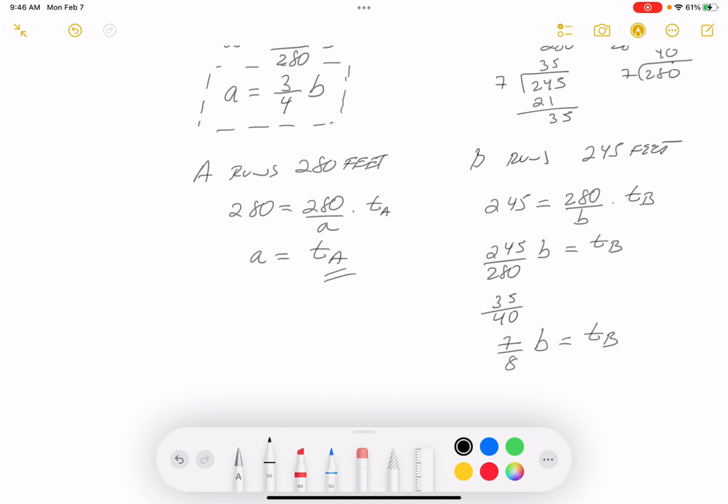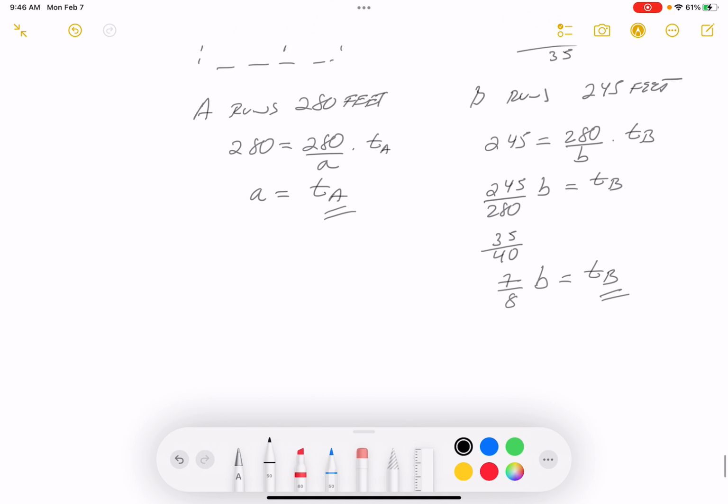But these are not equal, right? So let's write this down. So A could be equal to B if I give somebody something. Now, who took more time? B took more time. So I have to give A something. And what do I got to give him? I give him 6 2/3 of a second.